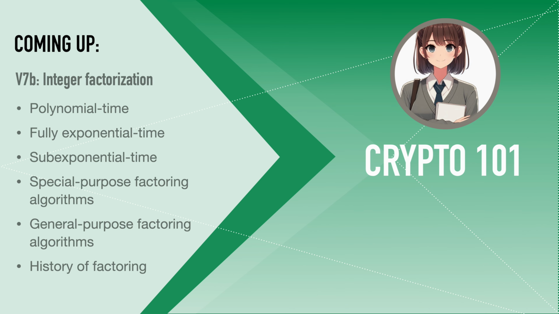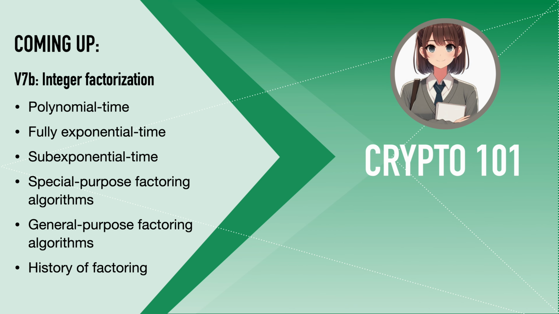In V7b, we'll present an overview of the state-of-the-art in integer factorization algorithms, and will give a brief history of factoring. The running time of the fastest factoring algorithm lets us determine the bit lengths of RSA moduli for a given level of security. I'll see you later.